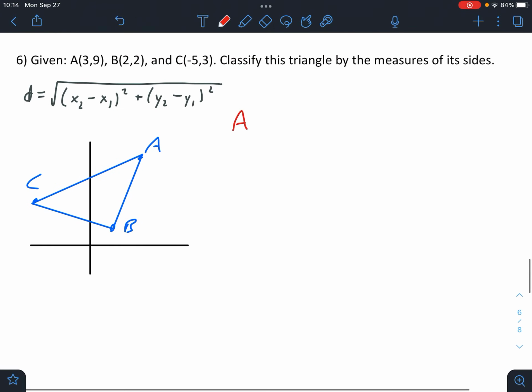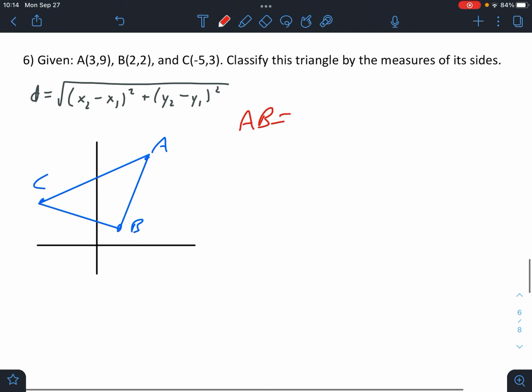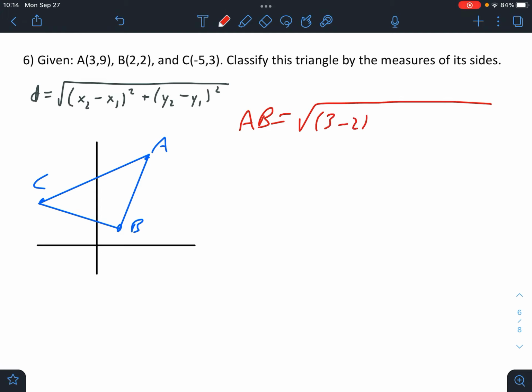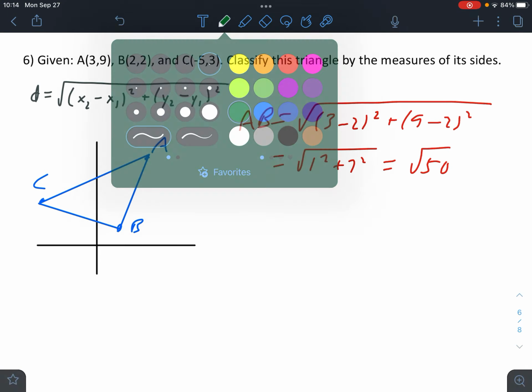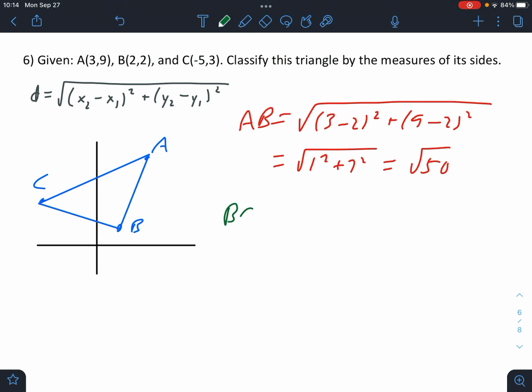Let's start by finding the length of AB using our distance formula. So that would be x minus x squared plus y minus y squared. And that would be 1 squared plus 7 squared, which is root 50. We can reduce that to 5 root 2 if we want, or about 7, but we can just leave it like that for now. For the purpose of this problem, that's all we need to do.